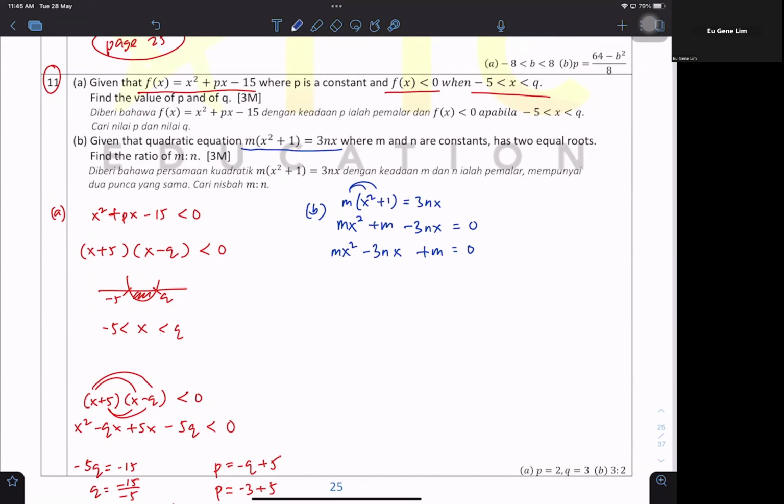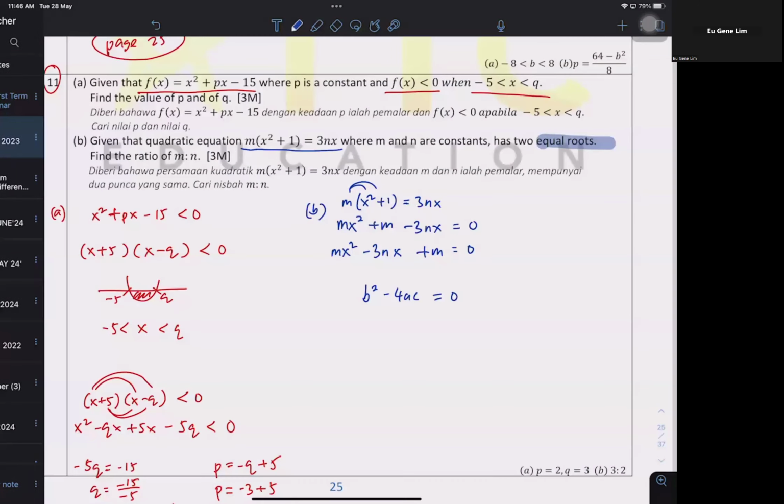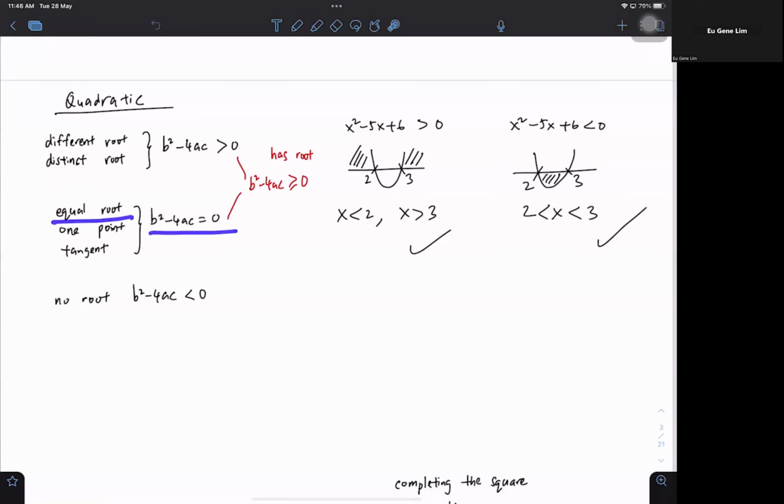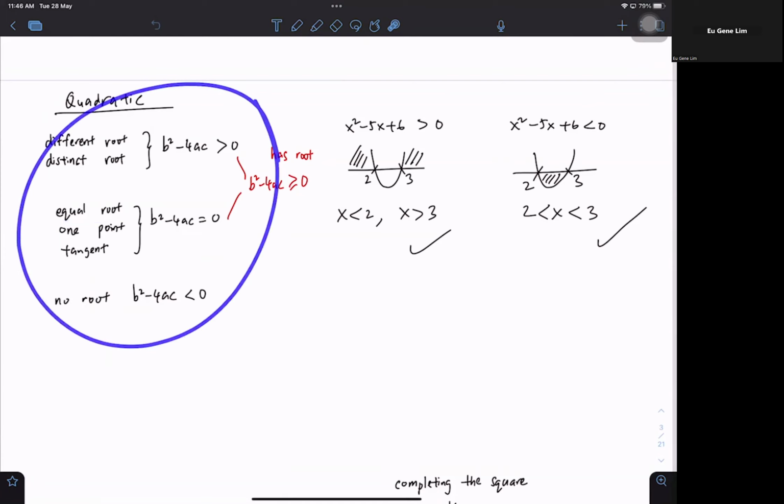Okay, continue. Has equal roots. You see the keyword, has equal roots. So what should you do? What is the formula? b squared minus 4ac equals 0, right? For equal roots, b squared minus 4ac equals 0. This one you have to memorize, okay?